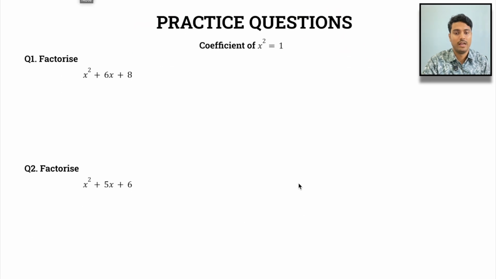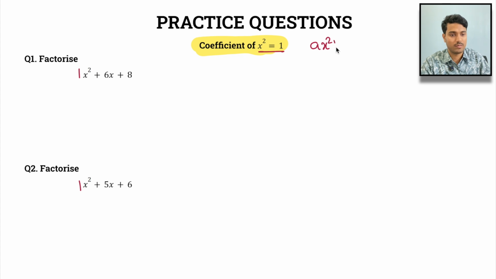Starting with the first question, x squared plus 6x plus 8. The first thing we have to understand is that there are two types of factorizing quadratic expression questions. The first one is when the coefficient of x squared is 1. Now you can see in questions 1 and 2, the coefficient of x squared, which is the value of a, is 1. What is a? In ax squared plus bx plus c, a is the coefficient of x squared. So in all of these cases, the coefficient of x squared is 1. In this case, we have an easy approach to find the factors of the given quadratic expressions. So let's check.